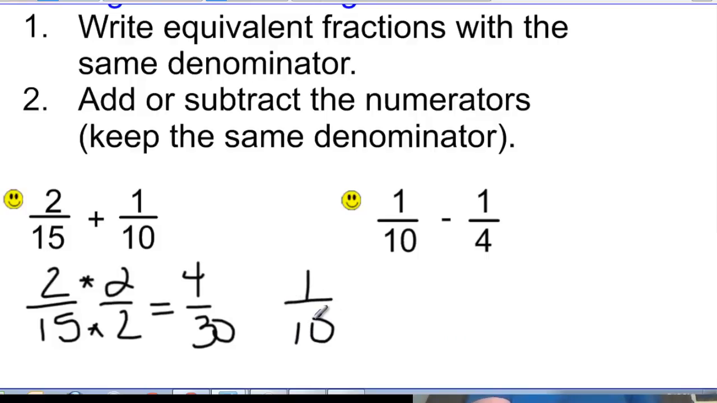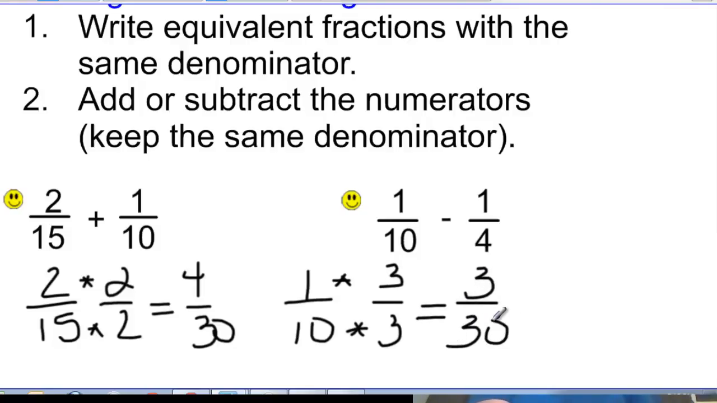And then looking at 1/10, I look at, well, what do I have to multiply 10 by to get 30? I would need to multiply it by 3. So I am also going to multiply the 1 by 3. And that way, I get an equivalent fraction of 3/30ths. So I'm going to be adding 4/30ths plus 3/30ths.